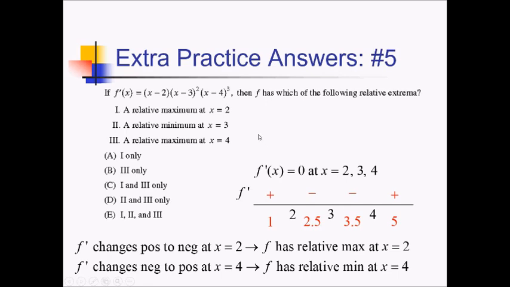Looking at my answer choices now, option 1, relative max at x equals 2, yep, that matches what I found down here, so that's a yes. Option 2, relative min at x equals 3, well, we said there's no sign change at x equals 3, so that's a no for that one. And then finally, option 3, relative max at x equals 4. Well, we went from negative to positive f prime there, so that's actually a relative min, not a relative max. So since that's a min, that's also a no. So only option 1 was correct, which is going to be choice A.